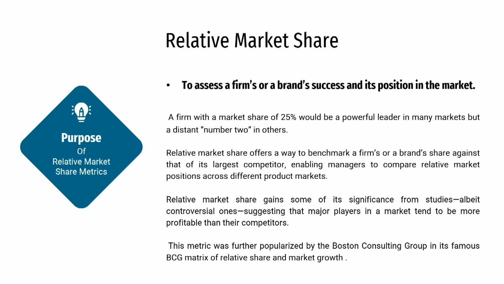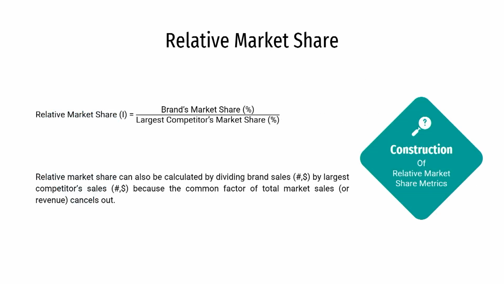This metric was further popularized by Boston Consulting Group with its famous BCG matrix of relative share and market growth. I am not going to have a detailed discussion of the BCG matrix, but all of us should know that we have 4 categories of positions. Either our growth is higher in a growing market, or lower in a growing market, or higher in a non-growing market. By these definitions we can divide our positions into 4 categories. So, relative market share is extensively used in BCG matrix analysis.